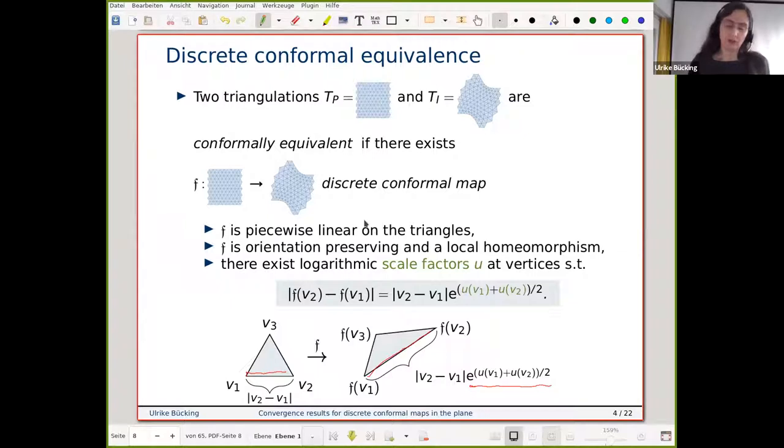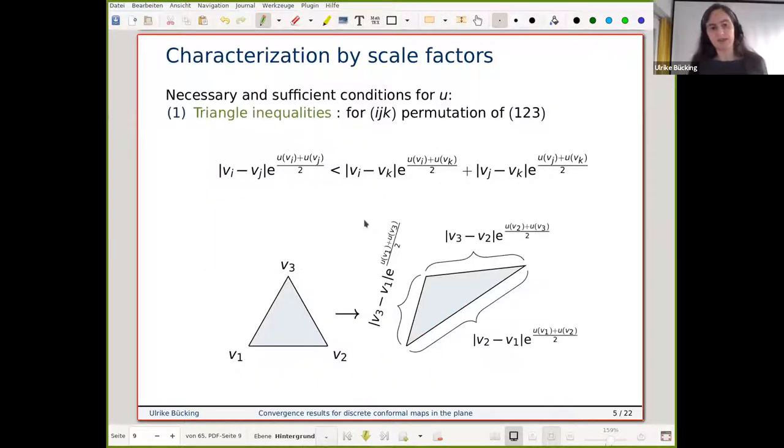Now we already heard that there are some drawbacks of this approach, although it's very nice and near to the smooth case, because there are conditions on these scale factors. You can't take them arbitrarily, of course. They include the triangle inequalities. So if you prescribe any scale factors, of course you won't get a nice triangulation, but often you won't get a triangle at all if you don't take the right ones.